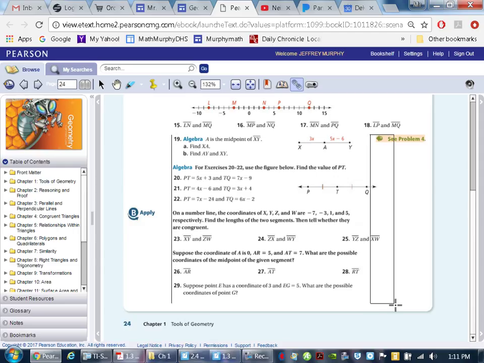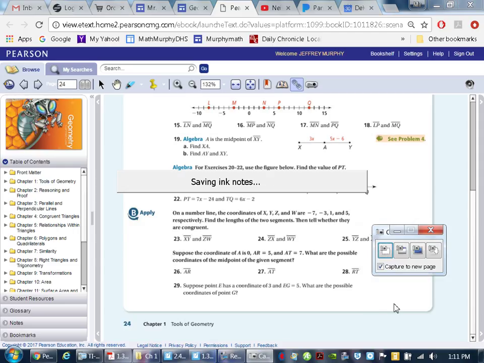Can you put it back up so we can look at the 19 problem again? Yeah, I'm putting it on there right now.